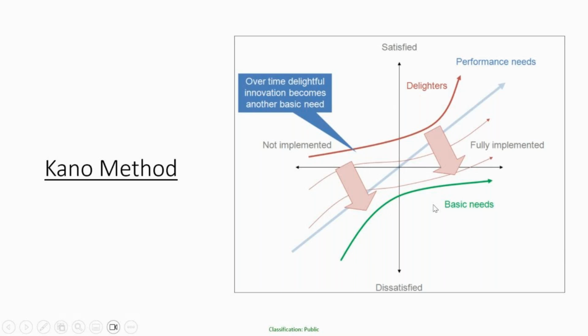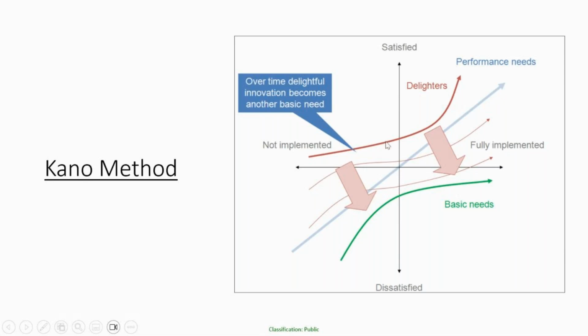This implies that the satisfaction for the customer is not going to really increase as you increase the implementation of these basic needs. That's why this particular green line is flat like this. Whereas if you see the gray line, which is the performance needs, there is a linear effect. The more you implement these requirements, the more the satisfaction for the customer.